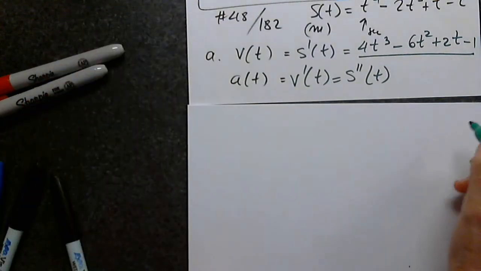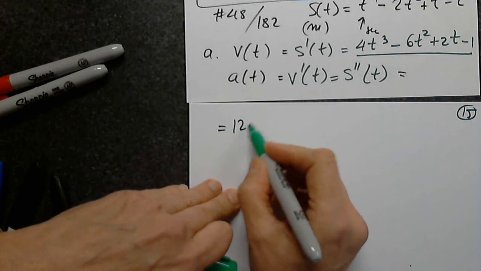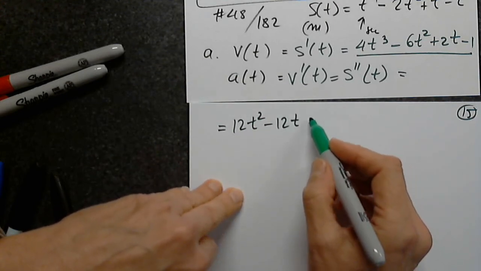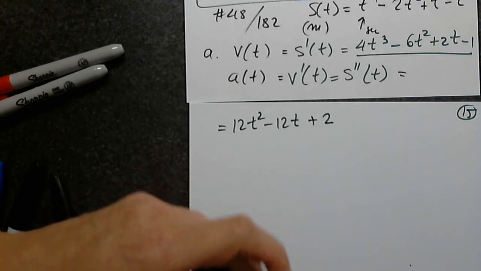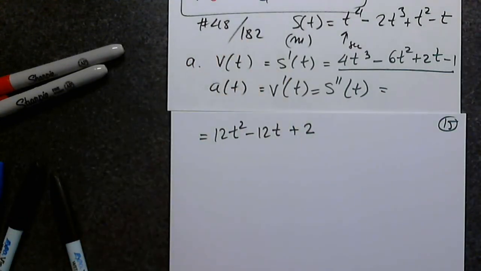Very good. So this is part A. We determine the function that represents the velocity, and we determine another function that represents the acceleration. Any questions so far?